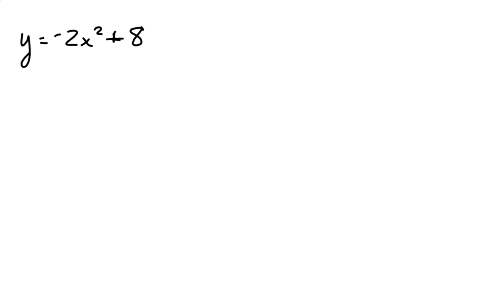One thing you could do is get your x-intercepts. X-intercepts can help to graph. So x-intercepts is when y is equal to 0. So 0 equals negative 2x squared plus 8. Well, what would I do to get my x-intercepts in this case?